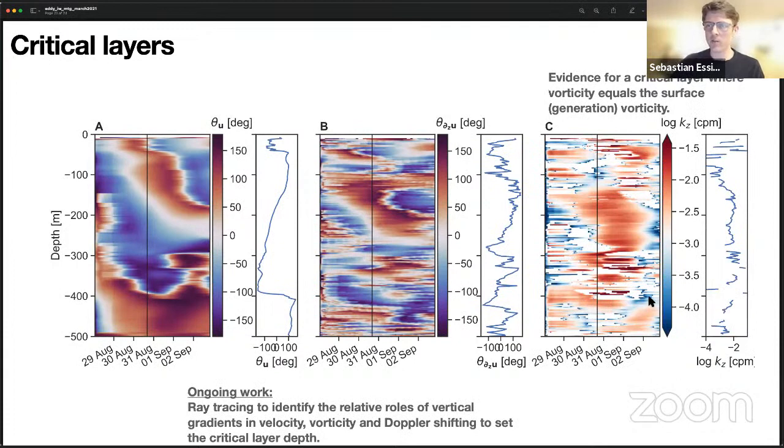If we look at the vertical derivative of the phase, which gives you the vertical wave number, we see that at 300 meters or so, the vertical scales shrink dramatically, which increases the shear dramatically and gives the right conditions for wave breaking at this critical layer at the base of the eddy.